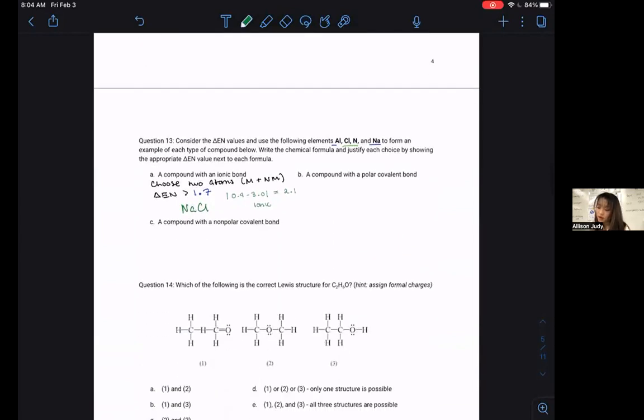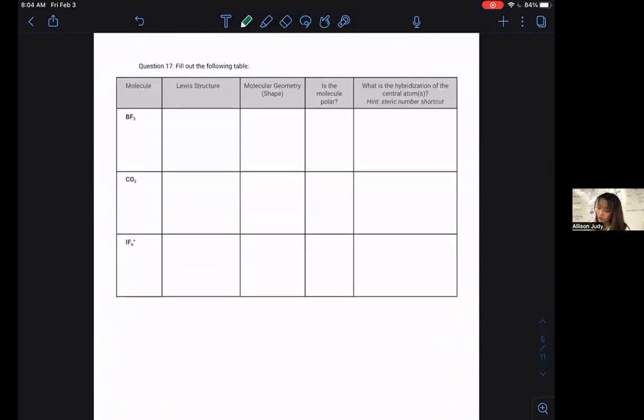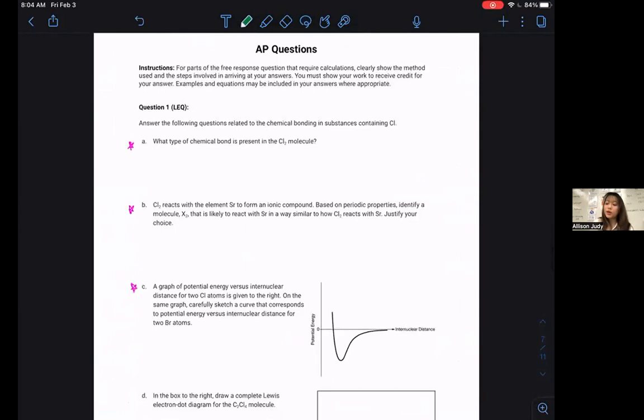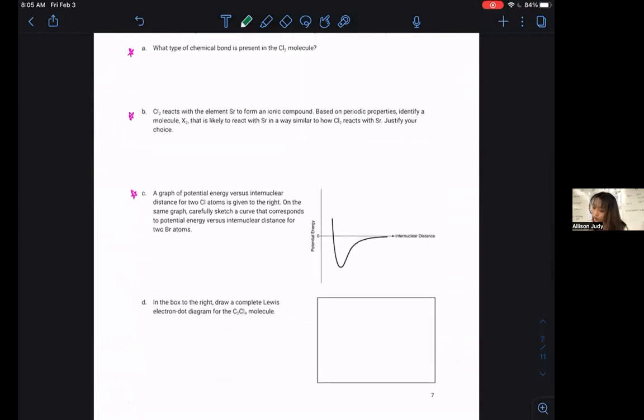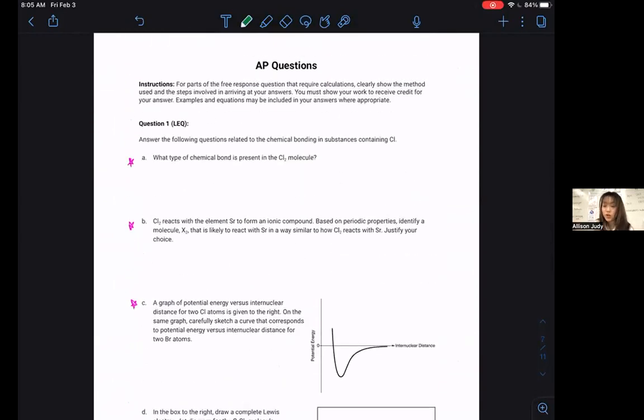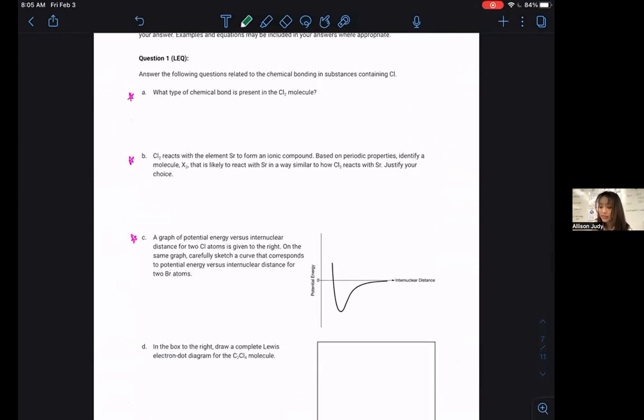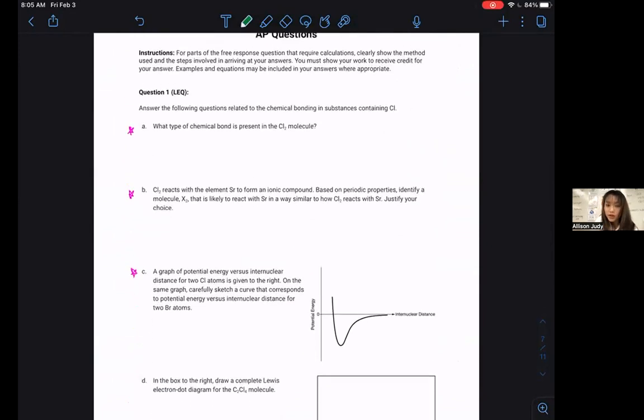Okay, awesome. So let's quickly do an AP question now. Short FRQ. Oh, actually, this is a long FRQ, which would be allotted 23 minutes, 10 points on the AP exam. We're only going to do parts A, B, and C. So for the first part, you're just given the instructions, not a giant prompt at all. That's very nice. And you're asked to tell me what type of chemical bond is present in the Cl2 molecule.